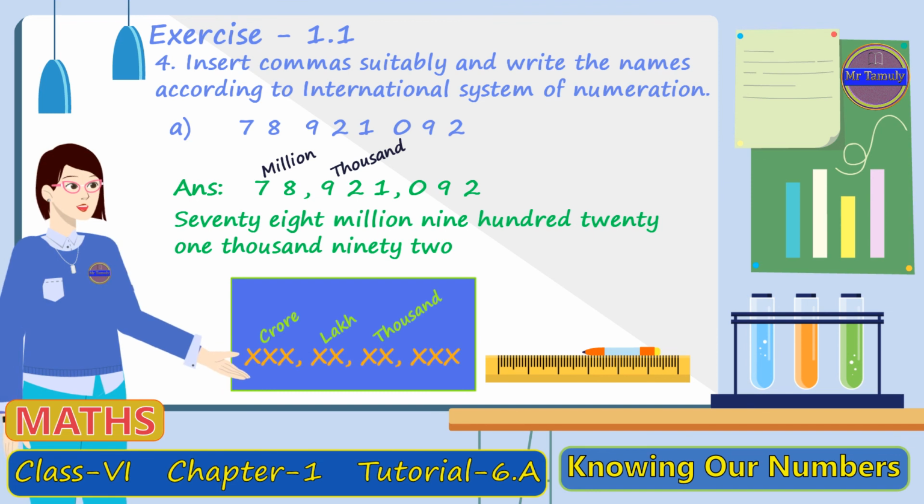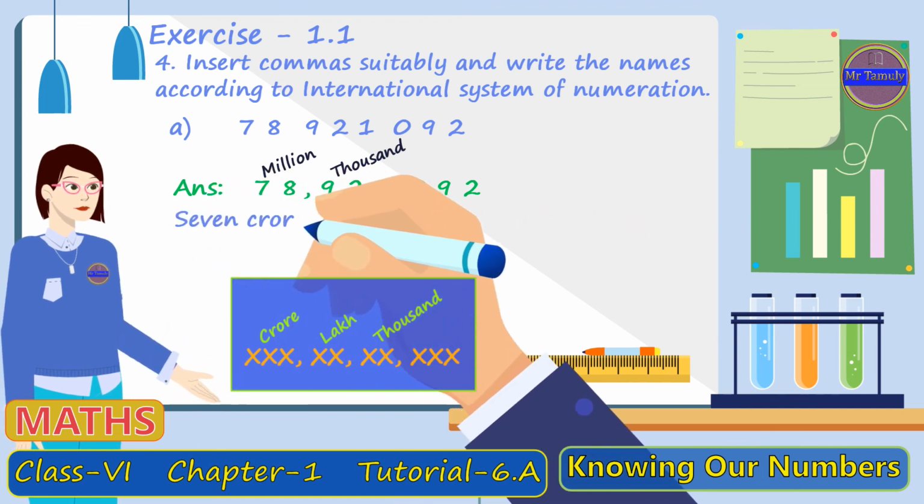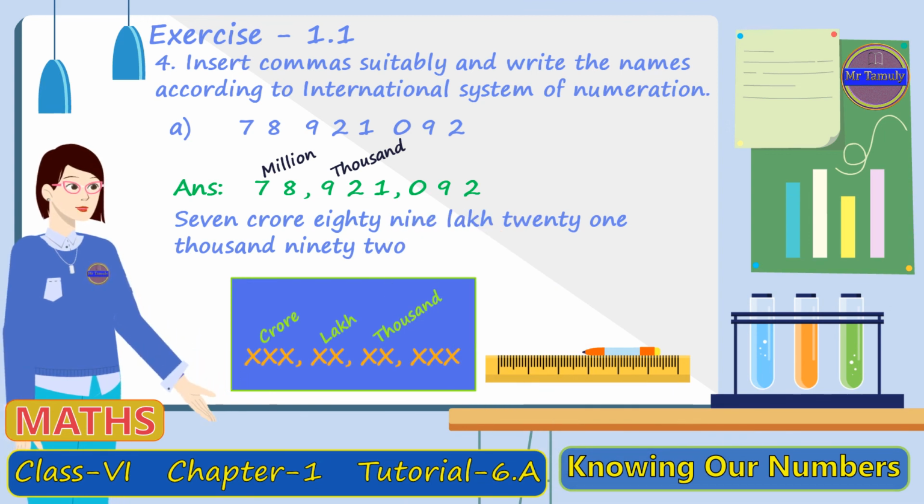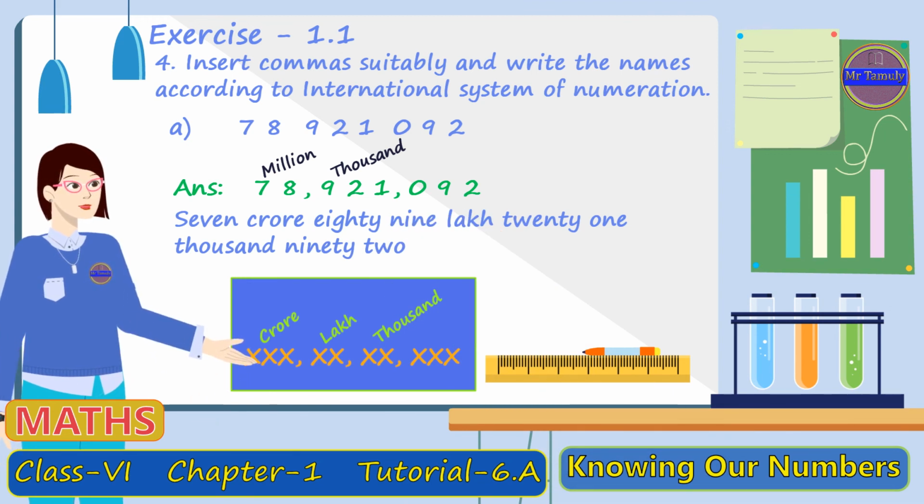You should try naming the same number in the Indian format. I would like to remind you that the first step would be to place the commas as per the Indian format, which we learned a little while ago. As per me, the Indian name of this number should be 7,89,21,092. I hope your answer would be the same as mine.